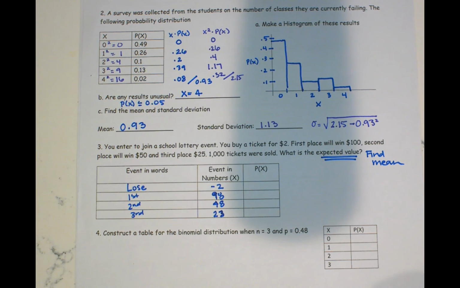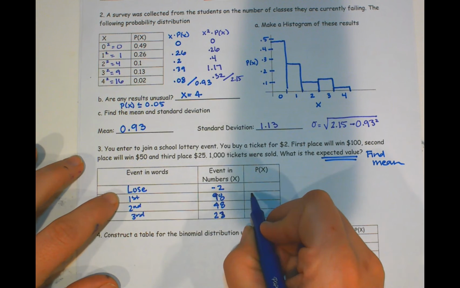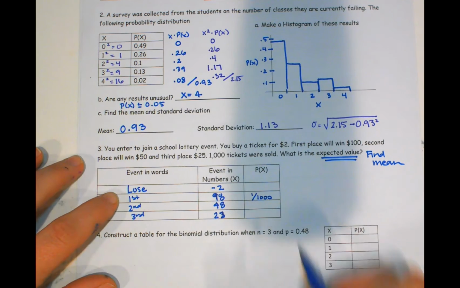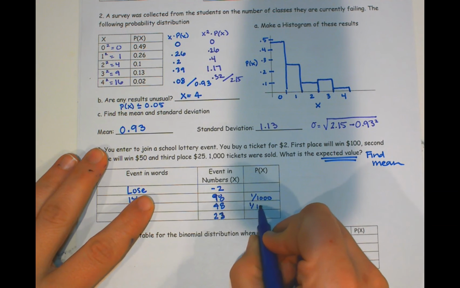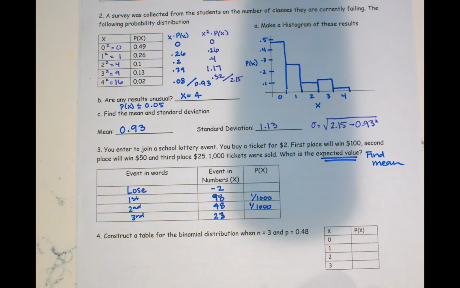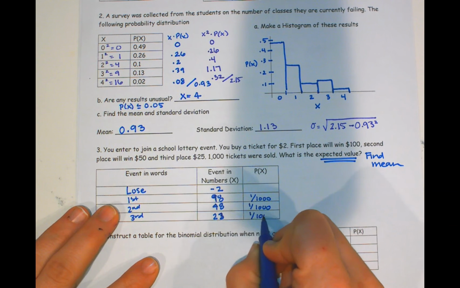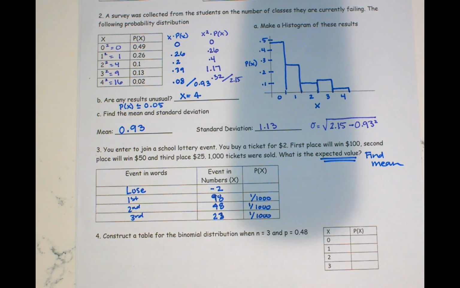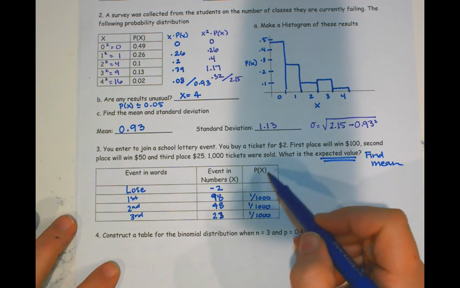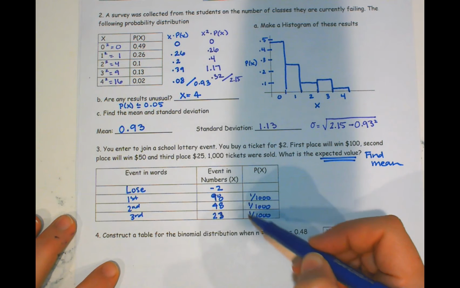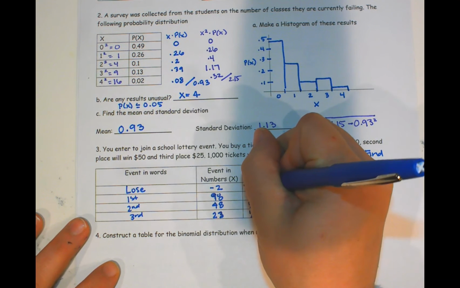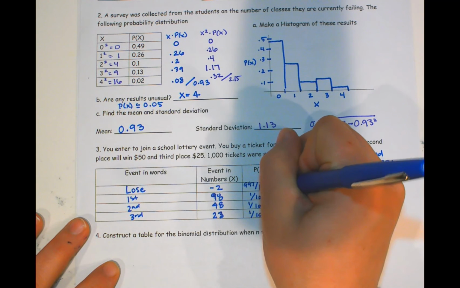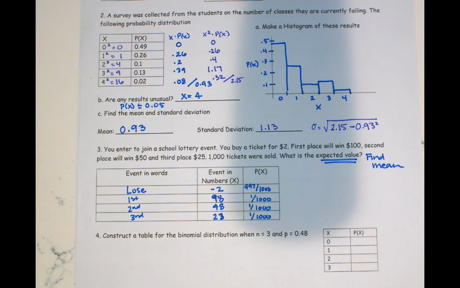So then if we think the probability of all this happening, there are 1,000 tickets. So only one out of the 1,000 tickets will win first place. Only one out of the 1,000 tickets will win second place. Only one out of the 1,000 tickets will win third place. So then remember, all of these have to add up to 1. So if you've used 3 out of 1,000, that means there's 997 tickets that are not winning anything.